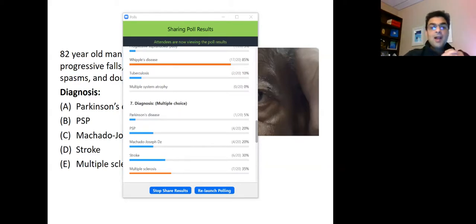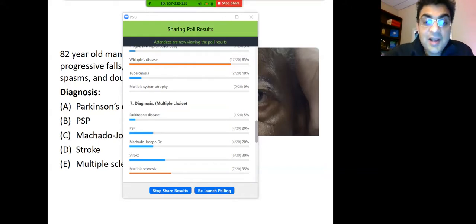So wall-eyed bilateral INO, of course, is a telltale for midbrain stroke, so it is not a wrong answer, but this patient did not have that. Multiple sclerosis, of course, is a classic cause of this deficit, but this patient did not have that. This patient actually had progressive supranuclear palsy.